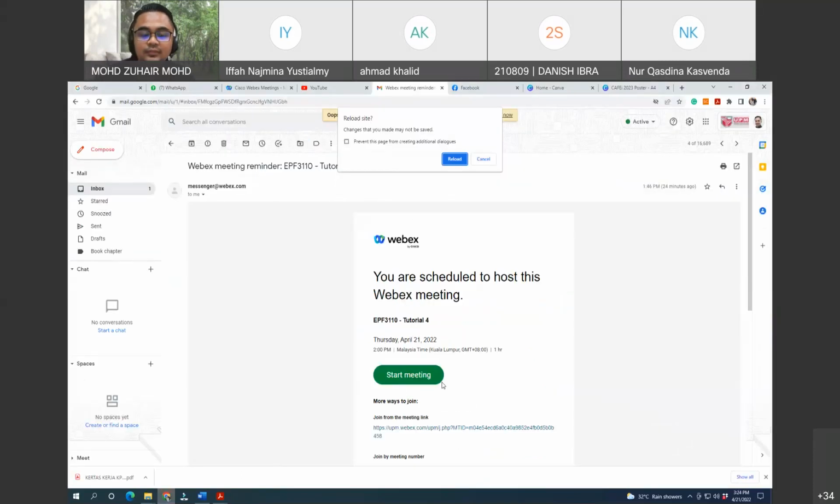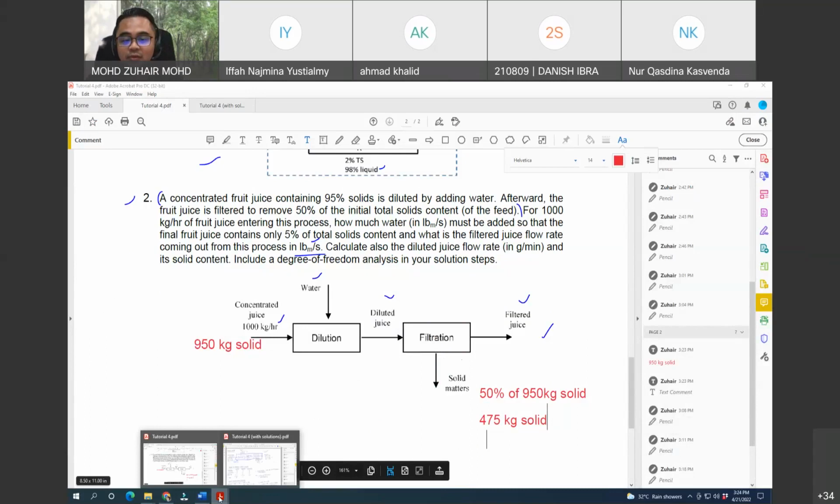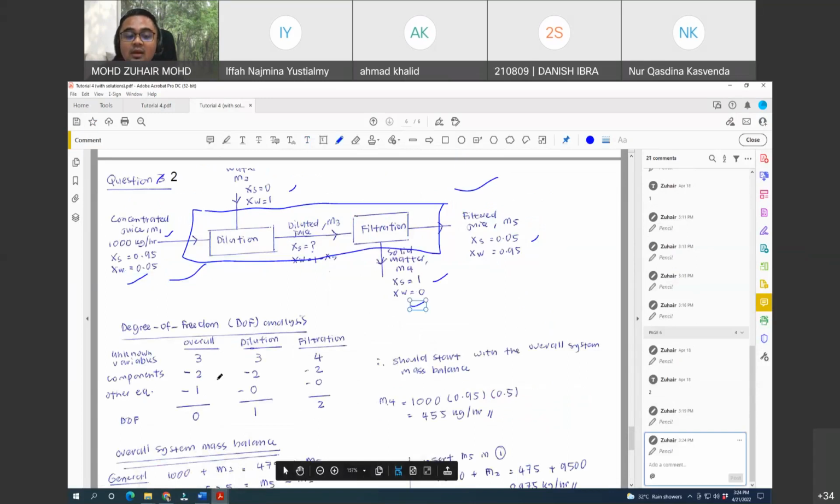That means this is 475 kg solid that is removed from filtration here. So this is the equation. This is actually a link that we also need to consider in the degree of freedom analysis. That's why you need to read the question carefully in order to perform the degree of freedom analysis. So that's why we have another equation related to here and here. So the degree of freedom analysis is 3 minus 2 minus 1 equals 0.